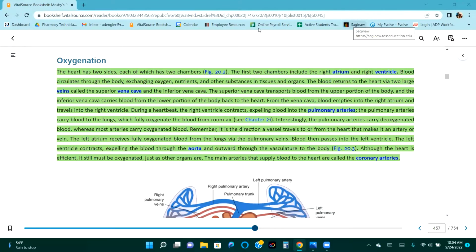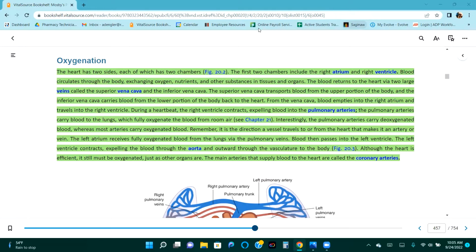The heart has two sides, each of which has two chambers. The first two chambers include the right atrium and the right ventricle. Blood circulates through the body, exchanging oxygen, nutrients, and other substances in tissues and organs. The blood returns to the heart via two large veins called the superior vena cava and the inferior vena cava. The superior vena cava transports blood from the upper portion of the body, and the inferior vena cava carries blood from the lower portion of the body back to the heart. From the vena cava, blood empties into the right atrium and travels into the right ventricle.